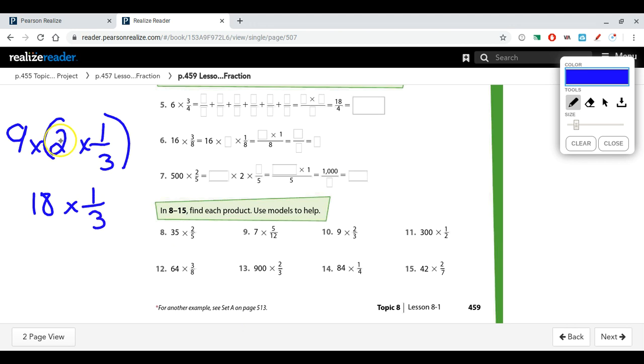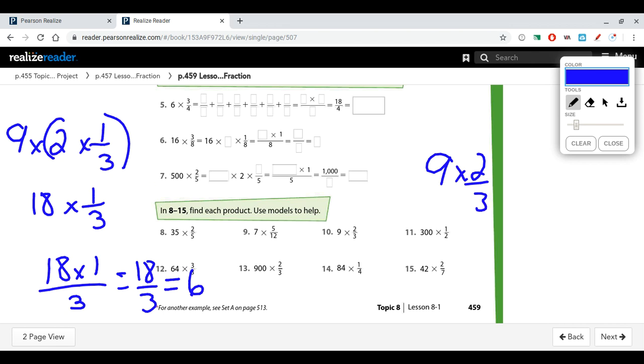And then I'm going to rewrite this to where I'm going to do 18 times 1 over 3. 18 times 1 over 3 becomes 18/3. 3 can go into 18 6 times. So if I model this without using the associative property, sorry, I have 9 times 2/3. So 9 times 2/3, I would rewrite that as 9 times 2 over 3, which equals 18/3, which equals 6.